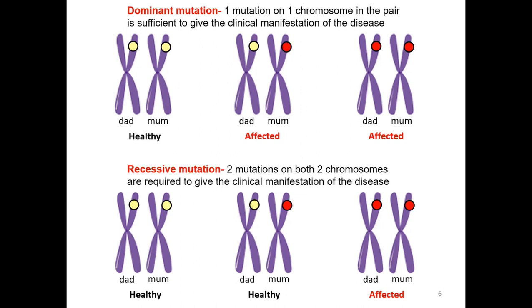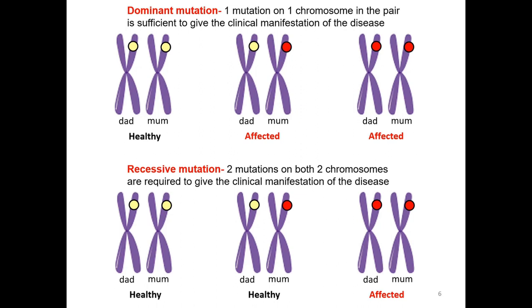So let's look at the example of dominant mutation, which we can see at the top of the slide. The mutation is depicted in red, while the sequence that is not mutated is in yellow. And this sequence that is not mutated is called the wild type sequence. So you can see that the healthy individual on the left-hand side will have this healthy sequence, the wild type sequence, on both the two chromosomes, the one from mum and the one from dad.